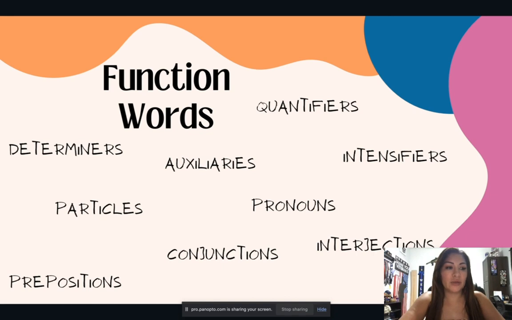Intensifiers strengthen or weaken an expression. And finally, interjections show strong emotion.